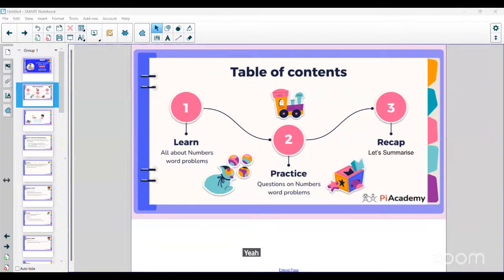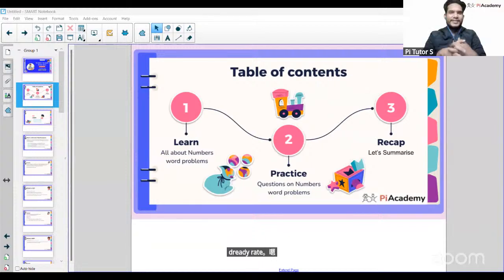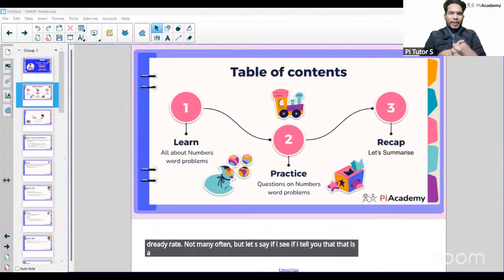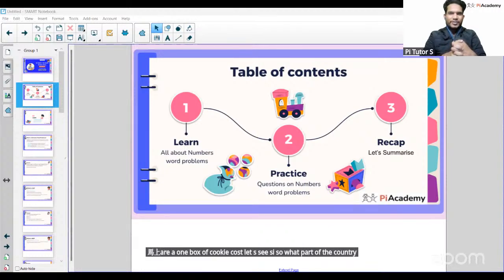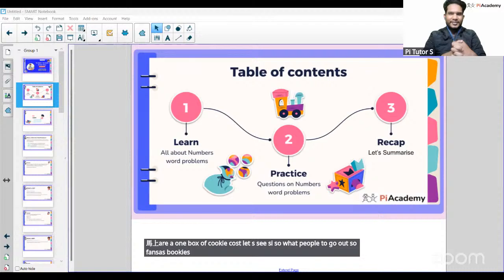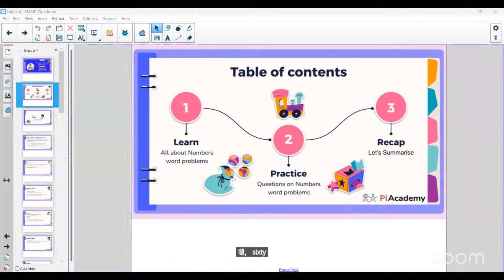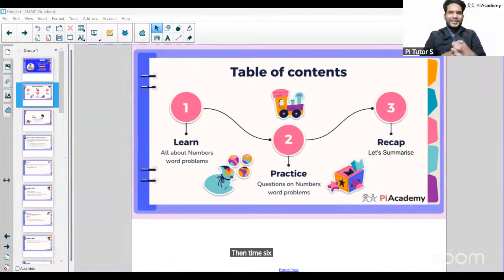Yeah, not very often. But let's say if I tell you that there is a set of marbles or a set of cookies, and one box of cookies costs, let's say, £6, so what will be the cost of 10 such boxes of cookies? 60. 10 times 6, that is 60. So now you understood that you need to multiply.